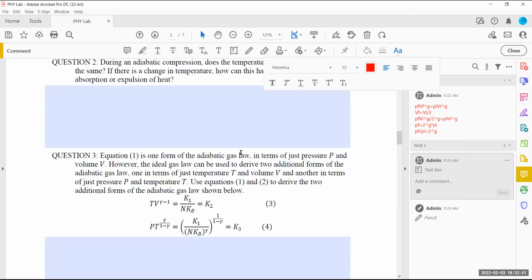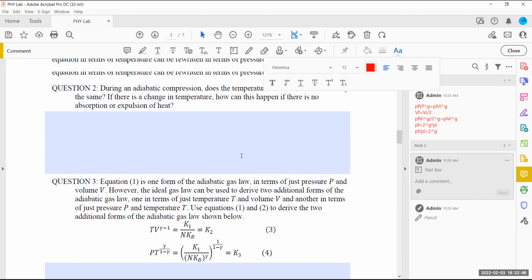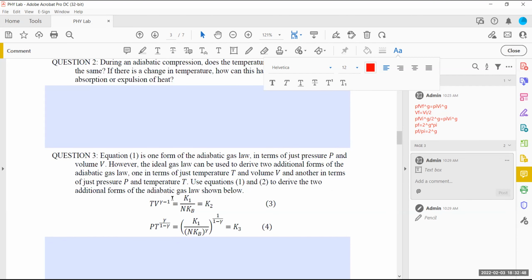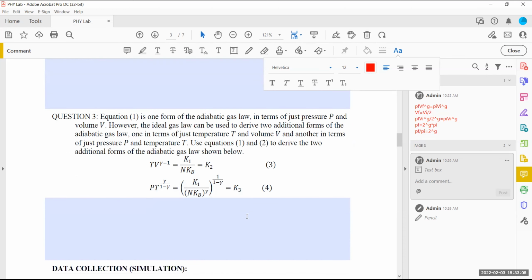Okay. So the last question in here is that we use this TV to the power gamma minus 1 extensively, and it's relating K1 and K2 via this constant and KB. And in the PT diagram, it looks like in this convoluted form, which is 1 over gamma minus 1. And this gives you another constant K3. And the question is to show these expressions in here, that's all.